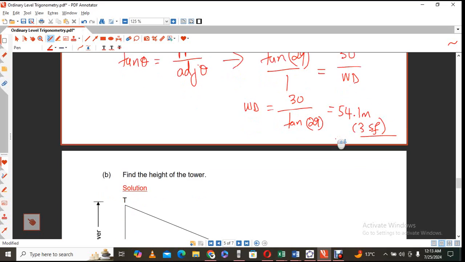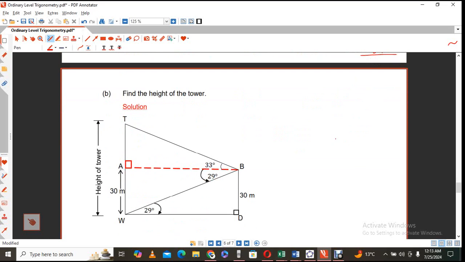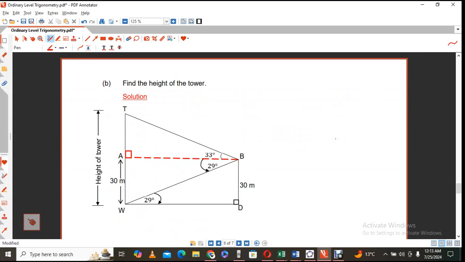Right, we're going to have to remember that 54.1 because we have to find the height of the tower, and I've indicated that nicely in my drawing. So let me just write that in here. So this is 54.1 meters. This WD is going to be equal to AB, as I've indicated with A. Can you see that I've indicated what the 30 meters is? Because the opposite sides of a rectangle are equal.